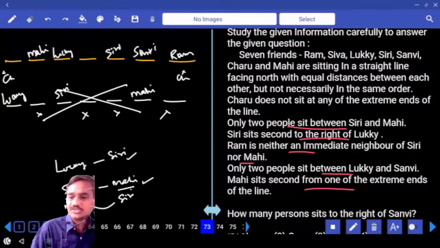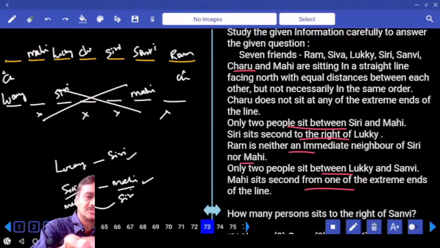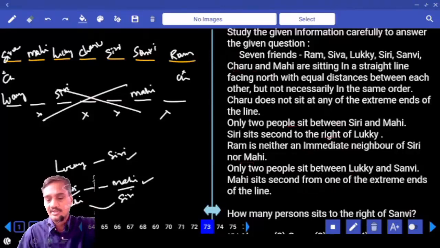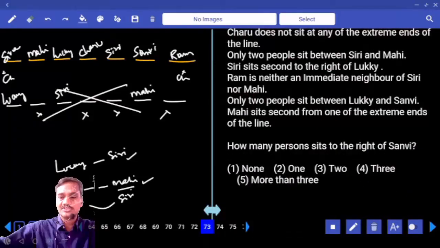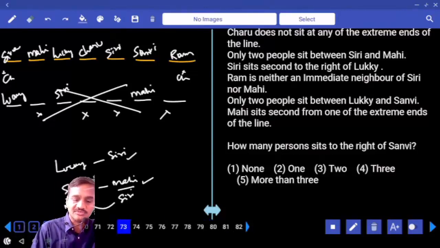Who is the remaining person? Charu. Charu cannot be at the extreme end, so Charu is here. Now if Charu is here, who is the person left over? Shiva. Now Shiva must be at the first place. Done with this? And how many persons sit to the right of Sanvi? There is only one person, that is choice 2, question 73.